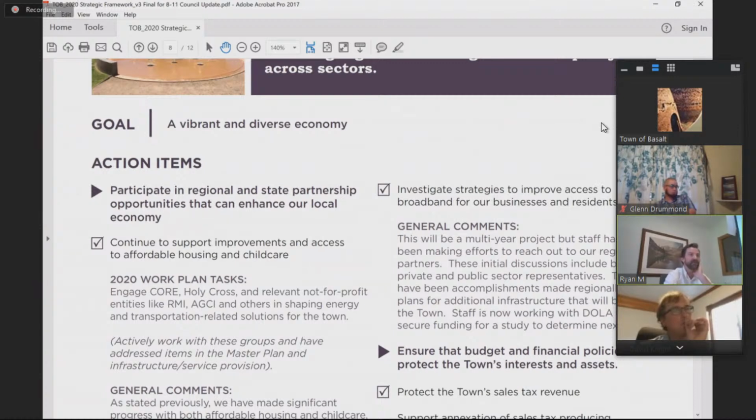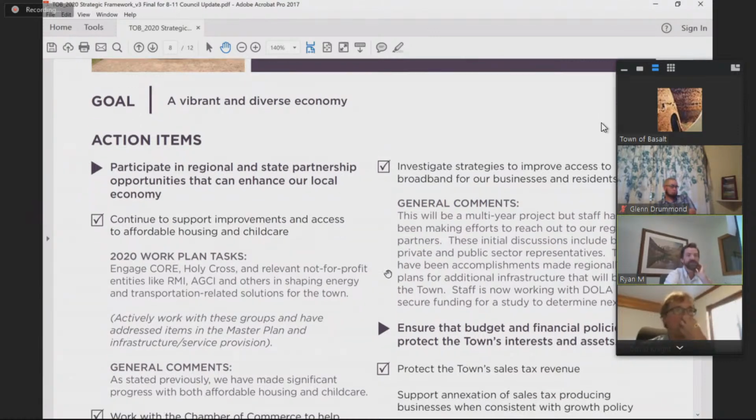Let's see. Looking at strategies to improve broadband for our general businesses. This is something that's going to be ongoing. This is a multi-year thing. This is not something that happens overnight, certainly. But to speak of a few strategies that we have been working on.